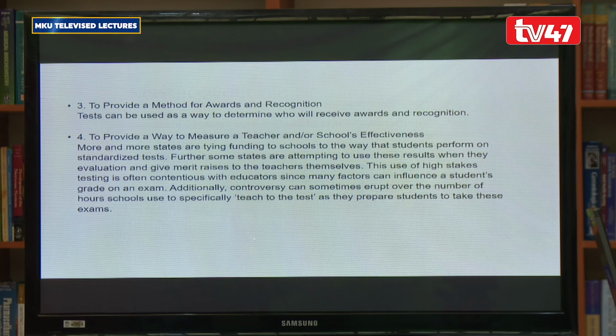Fourthly, tests are used to provide a way to measure a teacher's or a school's effectiveness. A test is used to see whether the school is performing its role and whether the teacher is teaching effectively what they are expected to teach.